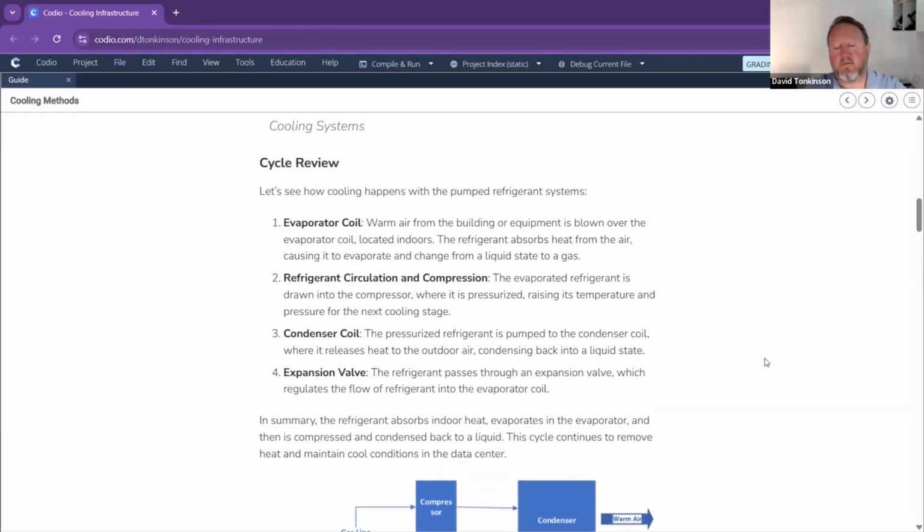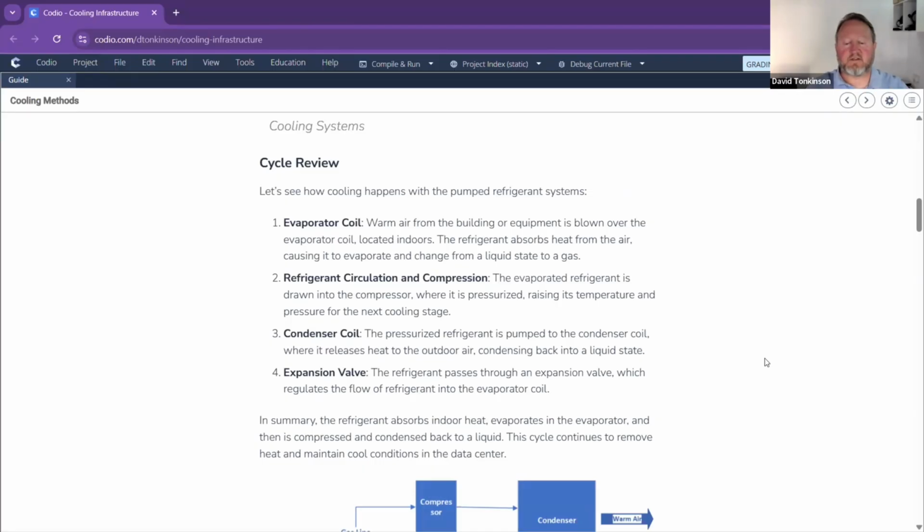Now, to summarize, most of the cycles are pretty similar here. We have something called an evaporator coil, where warm air from the building or equipment is blown over an evaporator coil, which is located indoors. The refrigerant in there, whatever type it happens to be, absorbs the heat from the air, causing it to evaporate, hence the term evaporating coil. So it goes from a liquid to a gas, and that itself absorbs energy, absorbs heat.